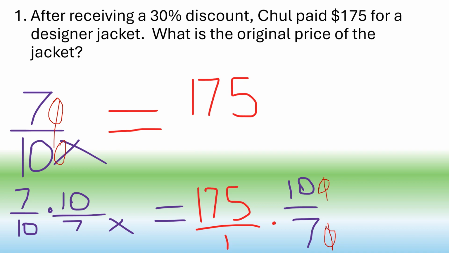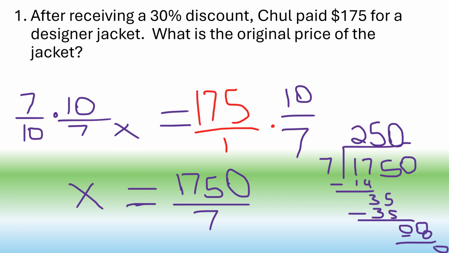So just keep it easy and know that it's 7 over 10. You increase in terms of tenths. So 7/10 times 10/7 x equals 175 over 1 times 10 over 7. Next, this is 1,750 over 7, and then here's the math. 7 times 2 is 14, gives you 3. Carry this 5 down, that's 35. 7 times 5 is 35. This is 0, bring the 0 over, and so your answer is 250.